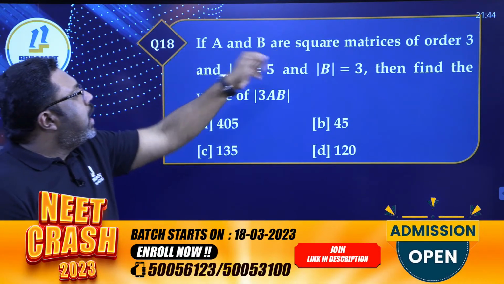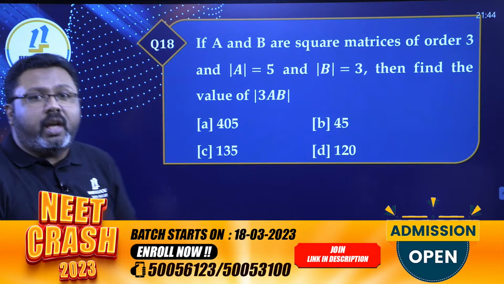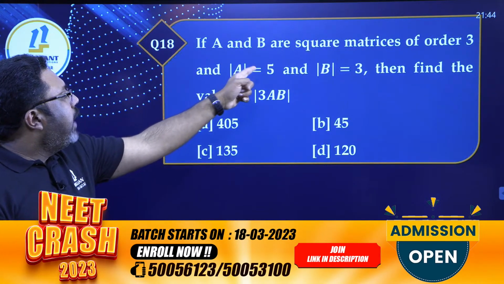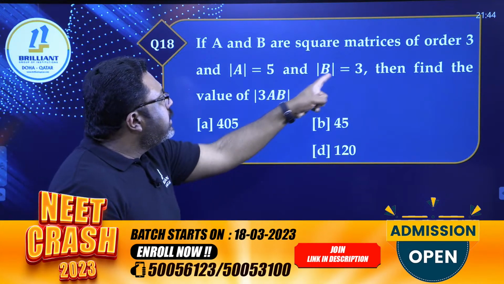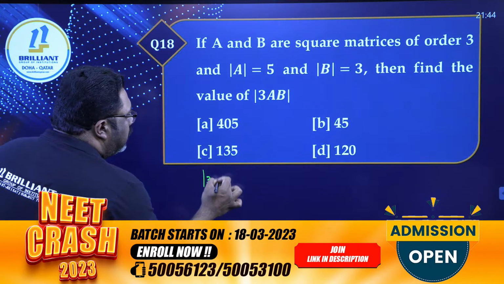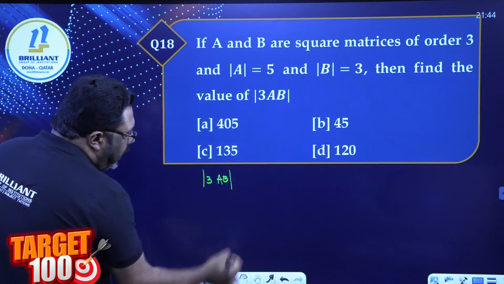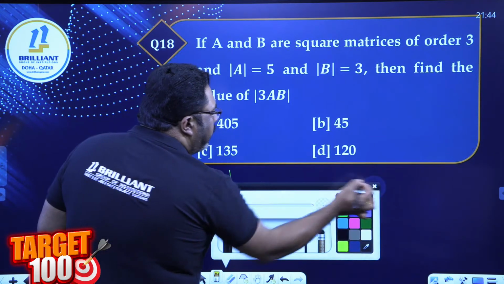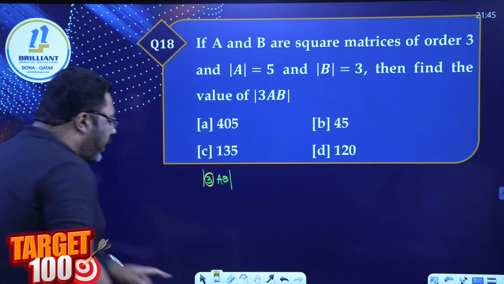A and B are square matrices of order 3. A has a determinant 5, B has a determinant 3. Then find the determinant of 3AB. Can you see that 3 is a scalar number?